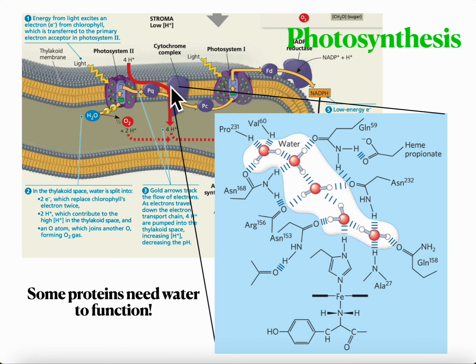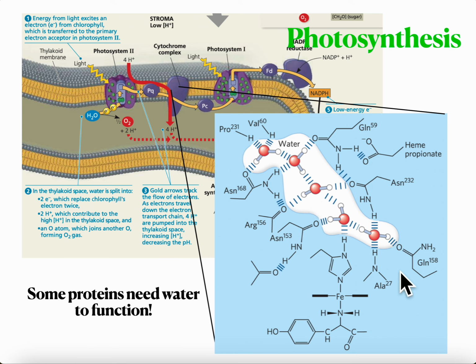If we zoom in a bit on this cytochrome complex, we see that certain groups of this protein are interacting with 5 water molecules. And the cytochrome complex's role in photosynthesis is to transfer protons or hydronium ions across the thylakoid membrane. This process is believed to be done via proton hopping, and that requires a sequence of water molecules. So the protein is working with water molecules to achieve that.